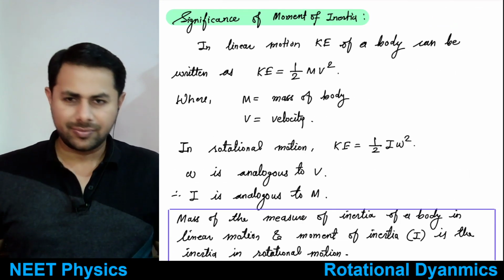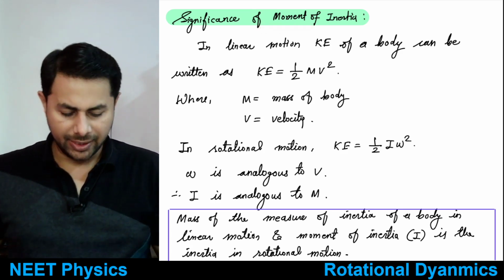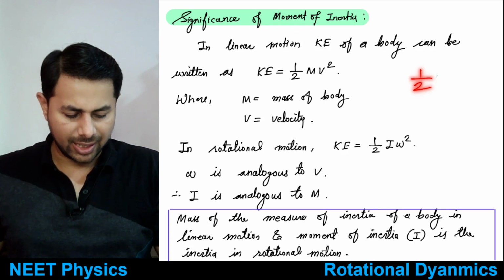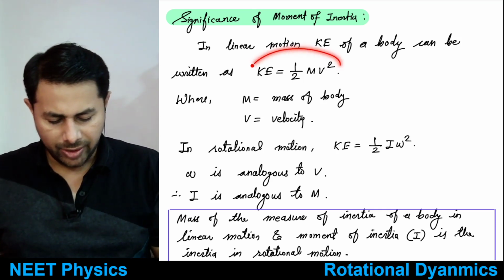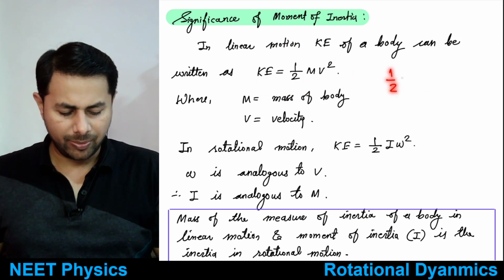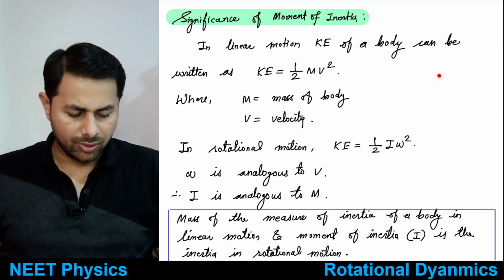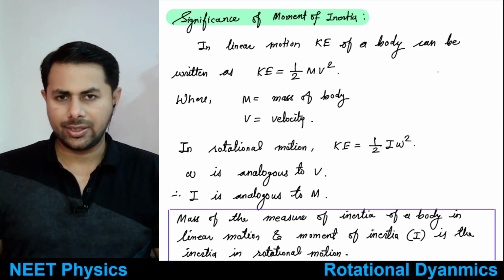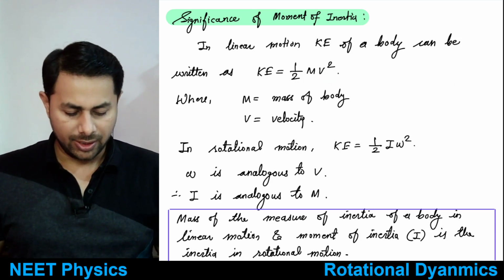So now kinetic energy of rotating body can be written as half of I times omega square. Now if you compare this with kinetic energy of a linear body, it's given by half of m multiplied by v square. Okay, so omega in rotational motion is analogous, means it's similar to v in linear motion.